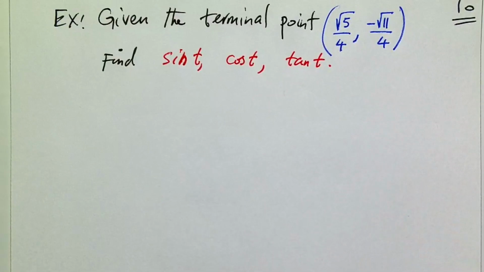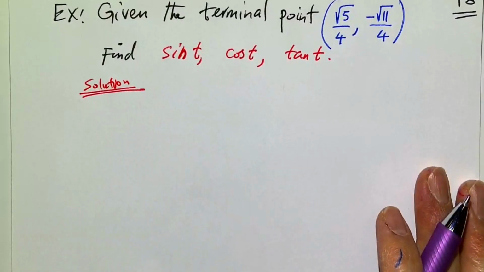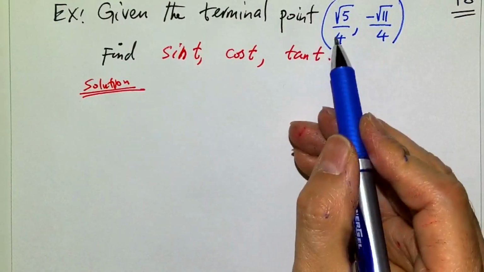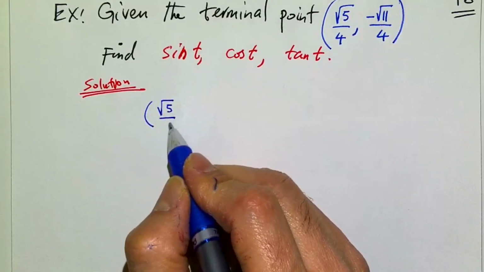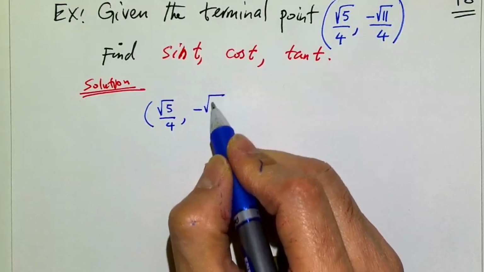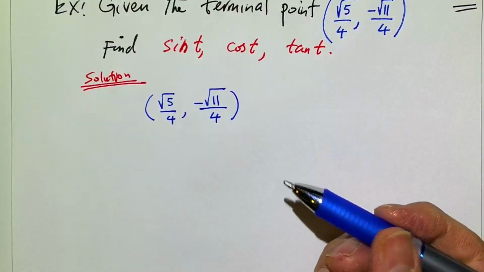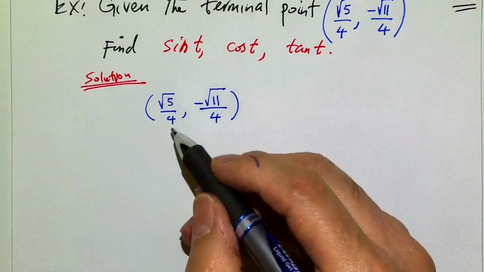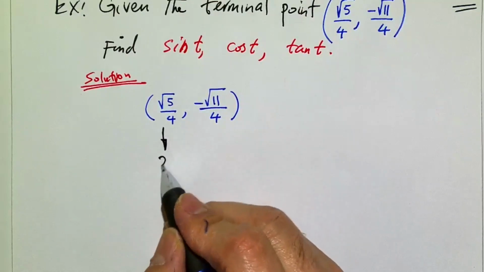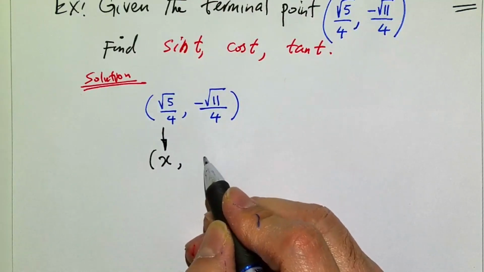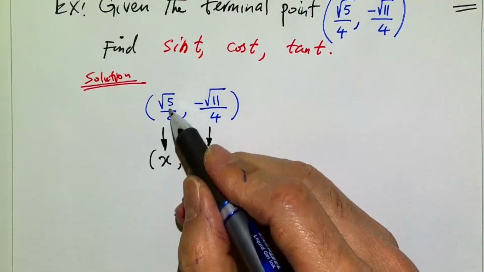Interesting, isn't it? Here's why. So here's the solution. Some of these questions are too easy, I think. They give us the terminal point, right? So let's write it down here. We have square root of 5 over 4, comma, negative square root of 11 over 4. We already know that in trigonometry, the x component is associated with, well, let me first write this in algebra. So x comma y.